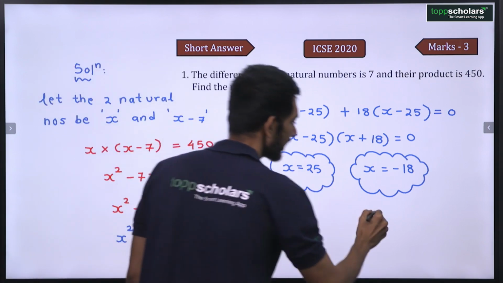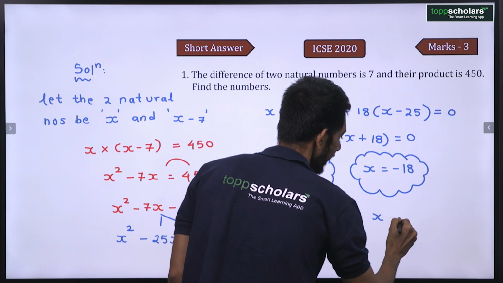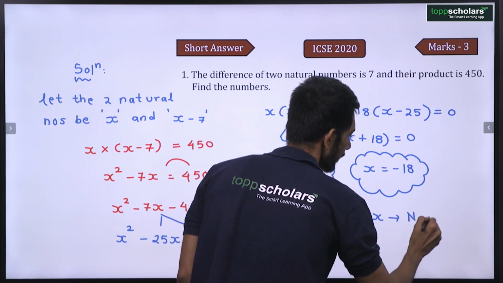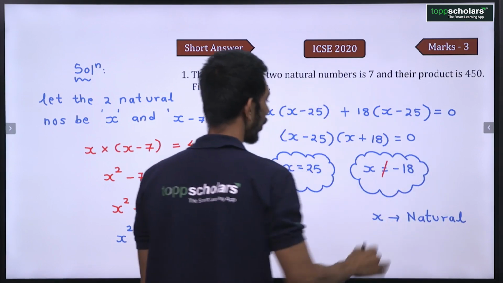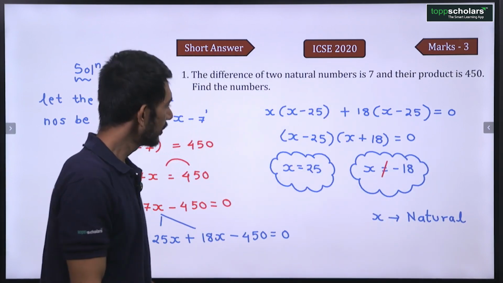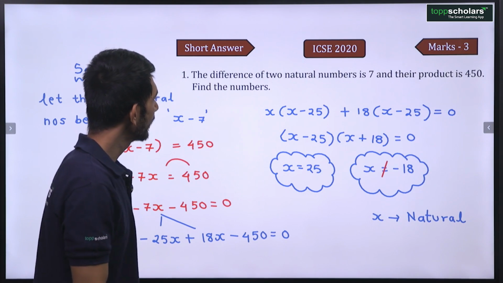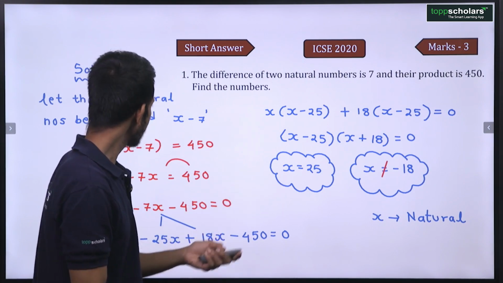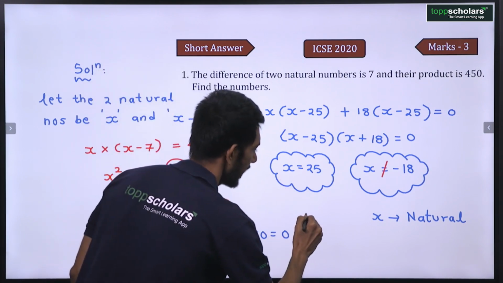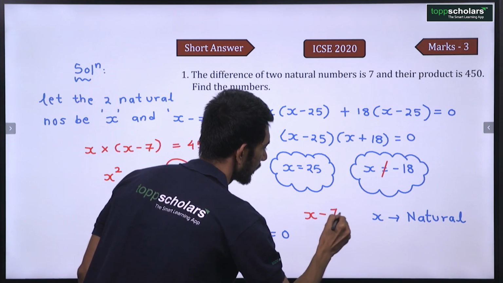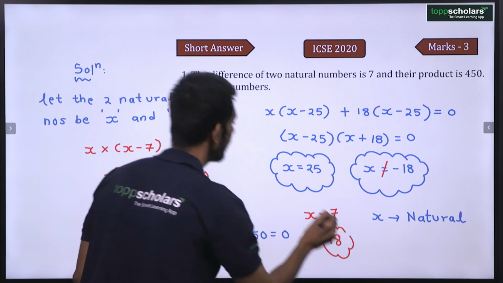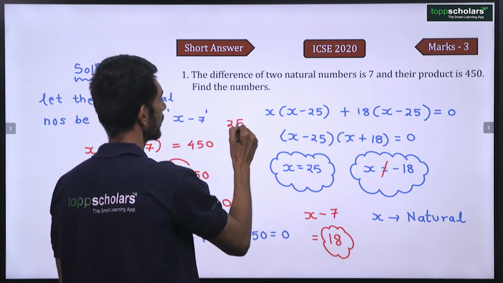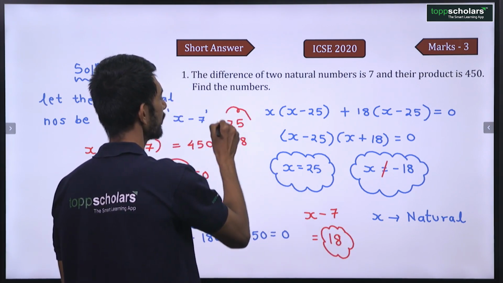But tell me one thing, can x be negative? No, right? X is natural. X cannot be minus 18. So finally x has to be 25. And since x is 25, x minus 7 will be how much? That will be 18. So the two numbers are 25 and 18 respectively.